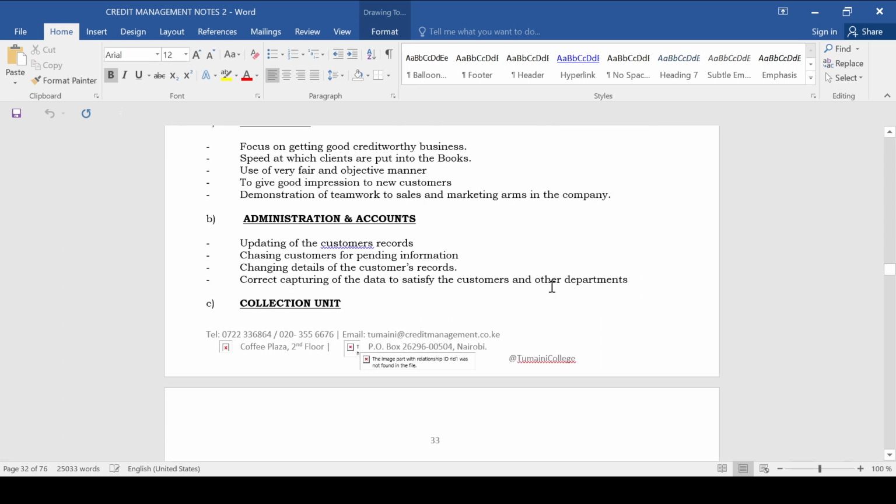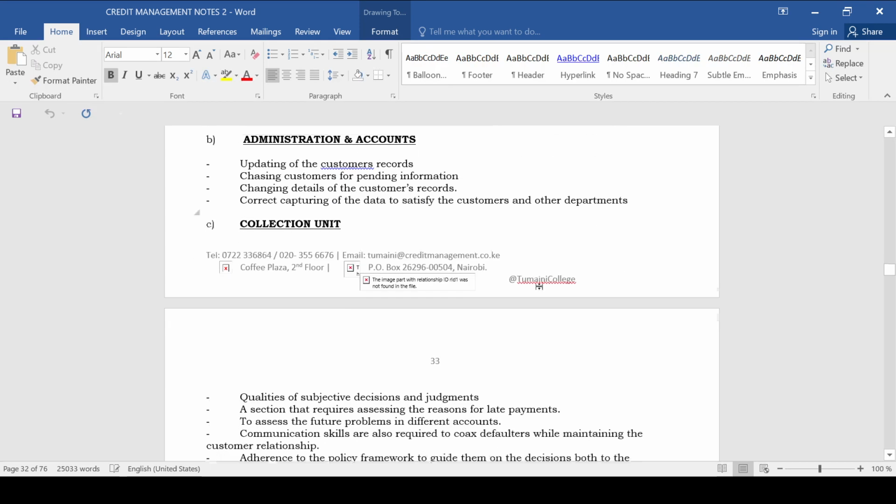Then administration and account section or roles, they involve updating of the customer records, chasing customers for pending information, maybe the customer has not brought an ID, maybe a certain document, so you follow up with them so that they give it to you. Changing details, if they tell you they have changed their address or phone number, that should be done as well. And of course capturing of customer information accurately.